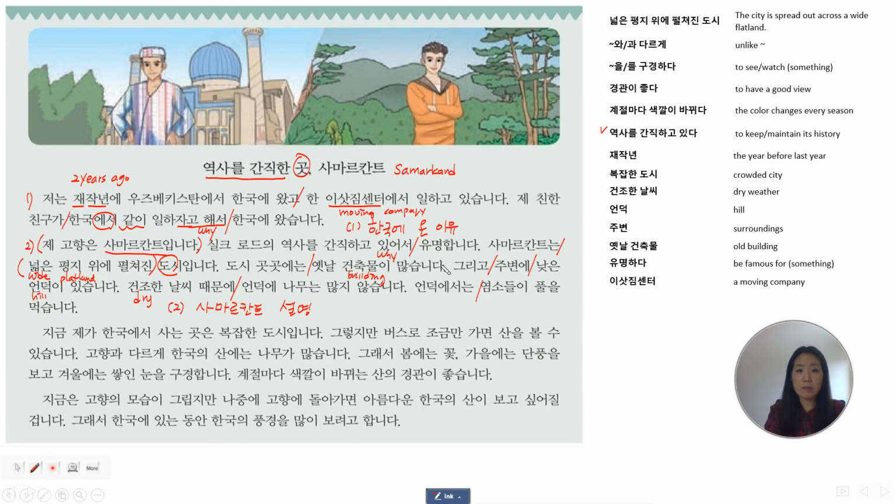So second paragraph is about what the Samarkand looked like. It maintains the history of the Silk Road. There are a lot of old buildings, and there's a low hill. There's some goats, right? Third paragraph.